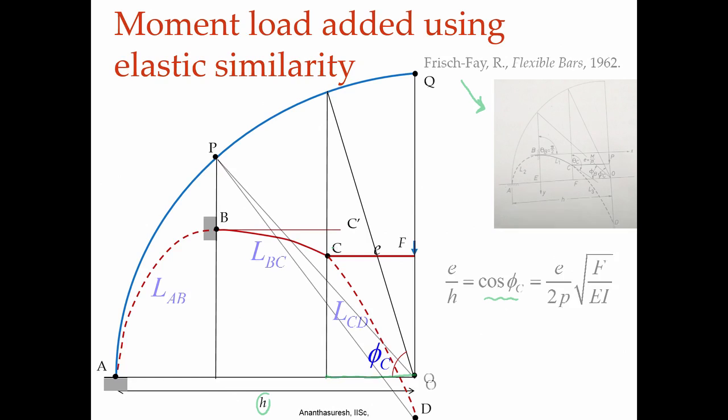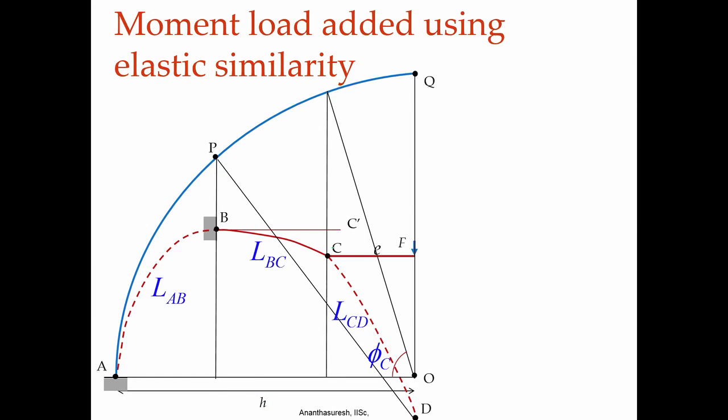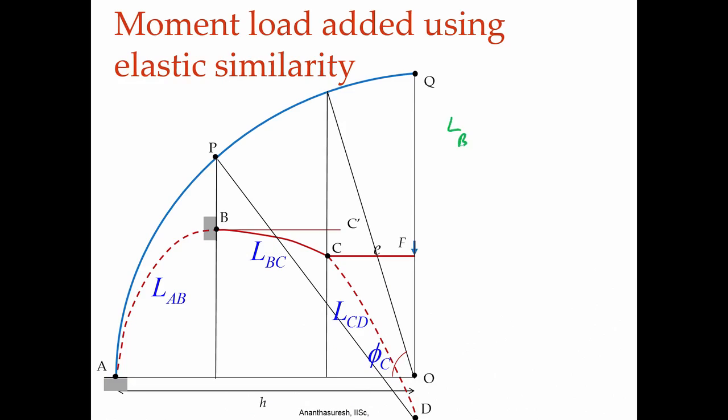In order to calculate that P, what we need to know is this length A to B is LAB, B to C is LBC, C to D is LCD. What we are given is only this LAB, LBC. LBC equal to L is all we know, but we can write that with our arc length interpretation.